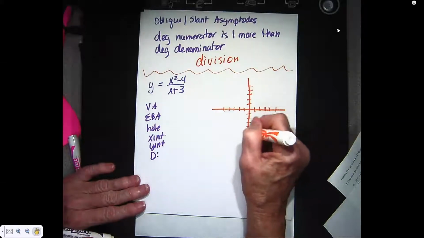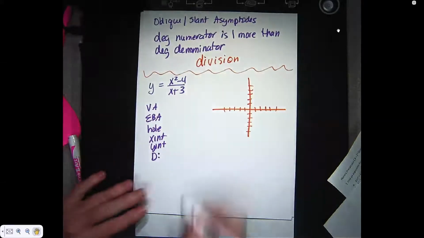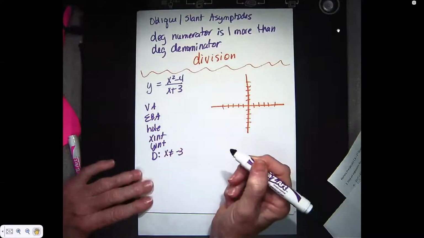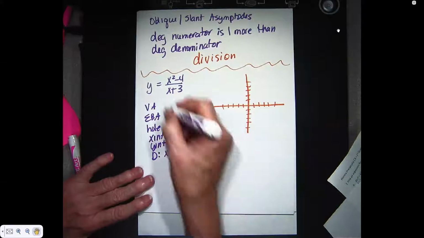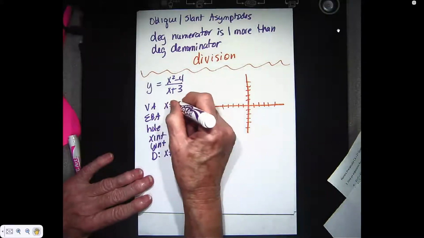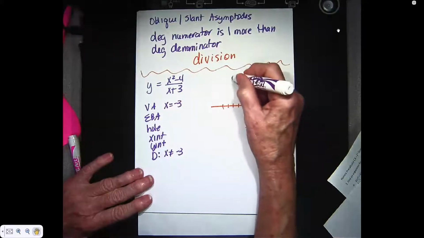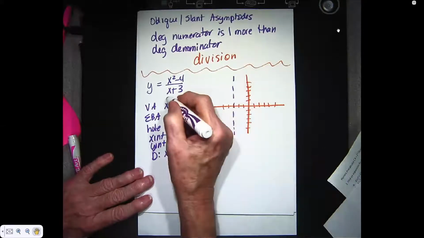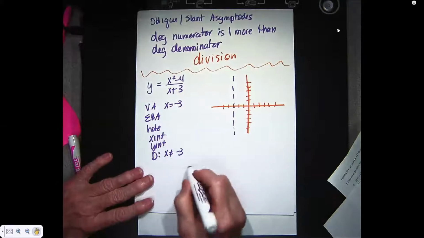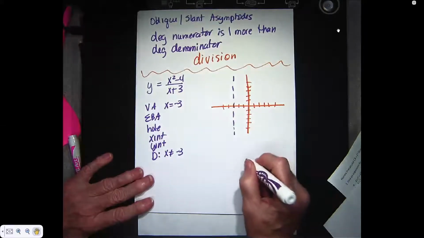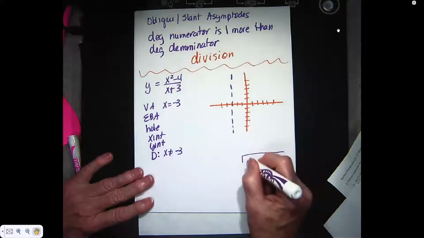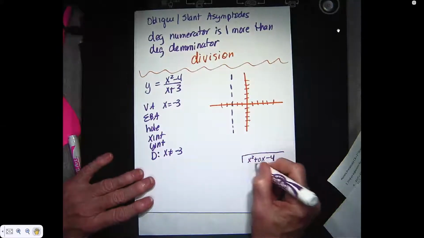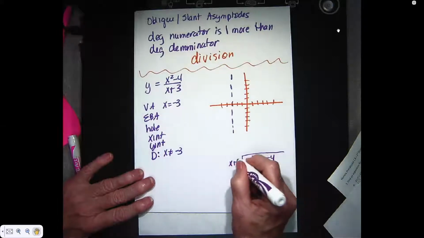Okay, so now I'm going to start finding what I know. Domain is x cannot equal negative 3. Because it cannot equal negative 3, my vertical asymptote is x equals negative 3. Please make sure you're remembering to write the x equals. For the end behavior asymptote, I must do long division. So that's going to be x squared plus 0x minus 4, with 0x as a placeholder, divided by x plus 3.